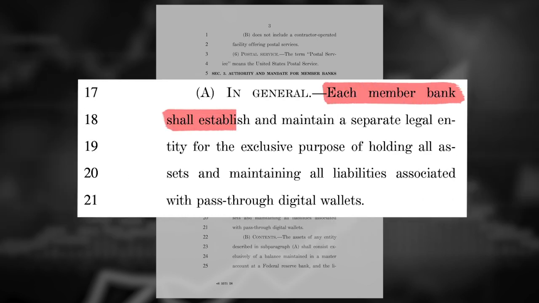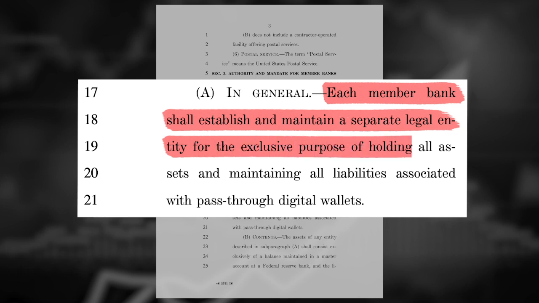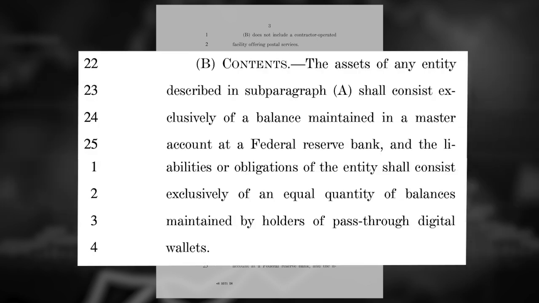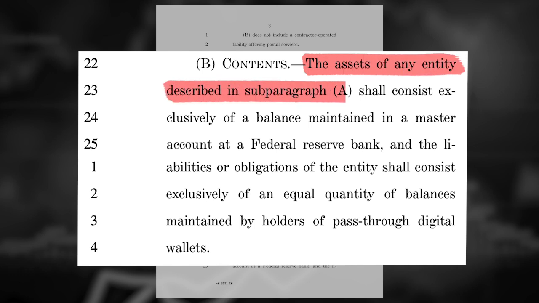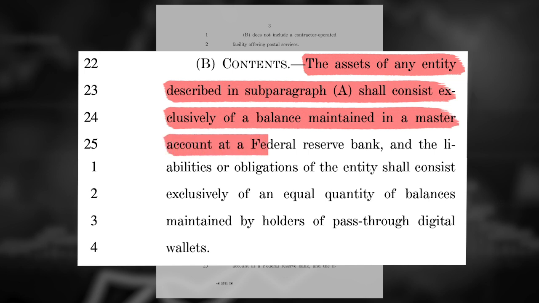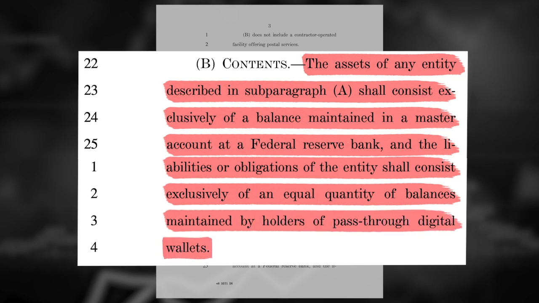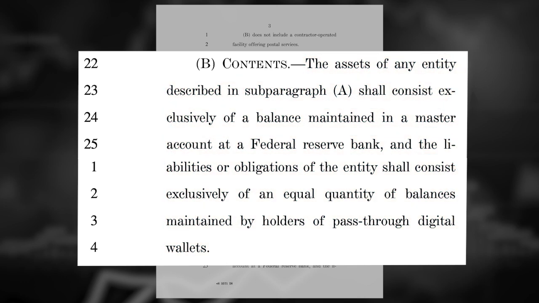Each member bank shall establish and maintain a separate legal entity. This is very important, for the exclusive purpose of holding all assets and maintaining all liabilities associated with the pass-through digital wallet. In other words, with your account at the Fed and the Fed coins or digital dollars, whatever they're calling them. The assets of any entity described in subparagraph A, that's the one we just read, shall consist exclusively of a balance maintained in a master account at the Federal Reserve Bank. And the liabilities or obligations of the entity shall consist exclusively of an equal quantity of balances maintained by holders of pass-through digital wallets. In other words, you and I, the average Joe, that downloads, we'll call it the Fed app on their phone.